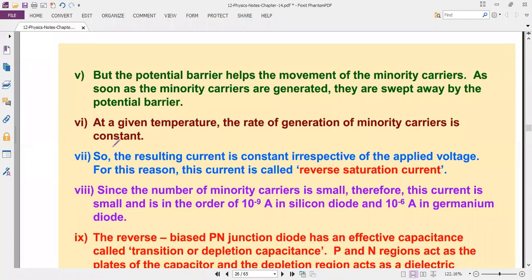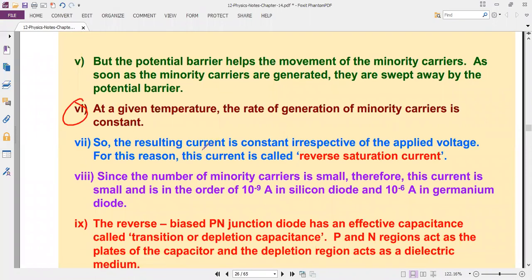At a given temperature, the rate of generation of minority carriers is constant. The resulting current is constant irrespective of the applied voltage. For that reason, the current is called the reverse saturation current. Reverse saturation current means it allows a very small current, on the order of 10 power minus 9 ampere, that is nanoampere or milliampere amounts. So that current is called the reverse saturation current.